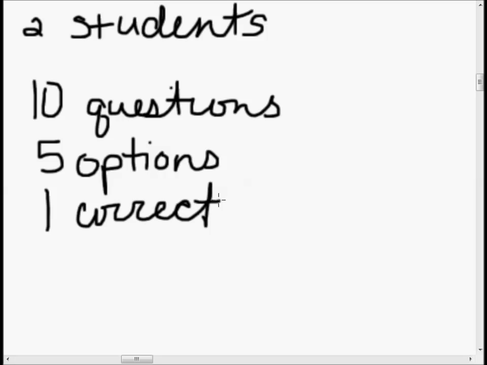And I'm assuming that none of these options are none of the above, because it's never none of the above. I don't know why they even put that there. It is never none of the above.